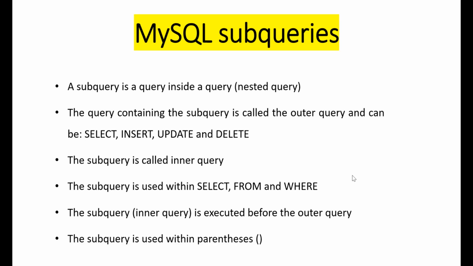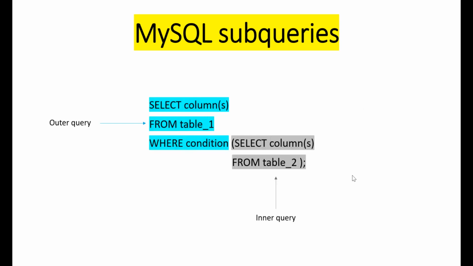And of course, the subquery needs to be used within parentheses. So here we have the syntax of the subquery. We have the outer query where we select the columns from a table. So here this example is subquery used within the where clause. In the where clause we define our condition, then we open parentheses and we define our subquery. So we can select columns from table, we can retrieve single value, we can retrieve list of values, etc.